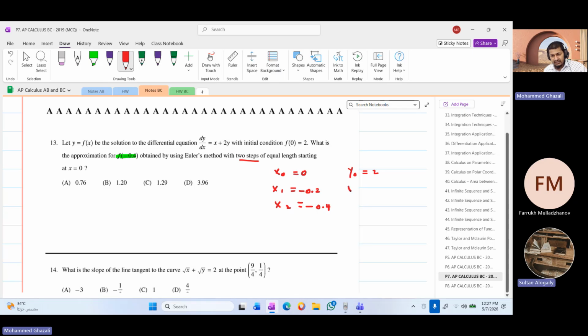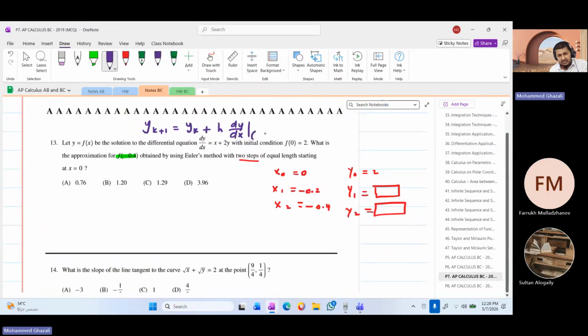Now the next value that you're going to find here is y1, evaluated at negative 0.2. And then you need to find y2, evaluated at negative 0.4, which is f of negative 0.4. So we need to find those two values. Let's go. What's your Euler's method formula? y(k+1) is equal to yk plus h, the step size, times dy/dx evaluated at (xk, yk). So you're going to start evaluating from 0 and 2.